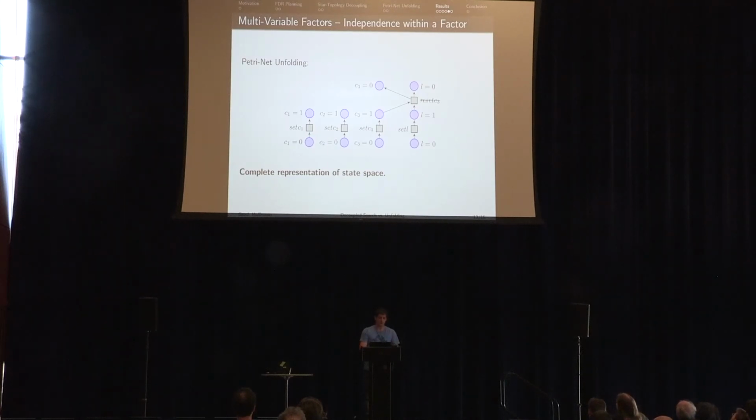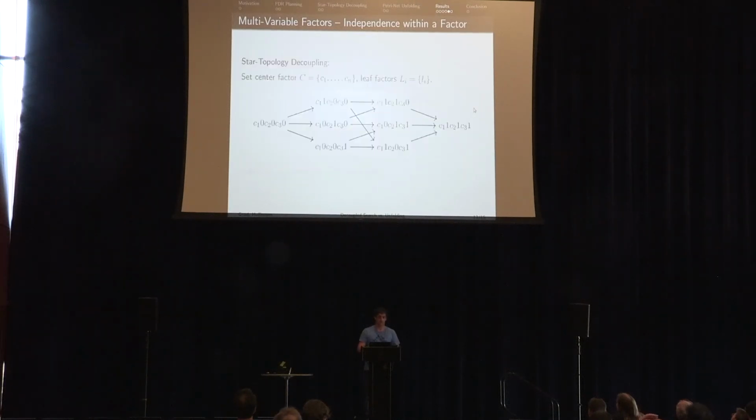For the Petri net unfolding, like the other example, as we know, this is a complete representation of our state space. Now decoupled search, if say we set all these C variables to be the center factor, just has this typical explosion, this diamond that you see that we typically resolve with partial order reduction. You have n independent variables.